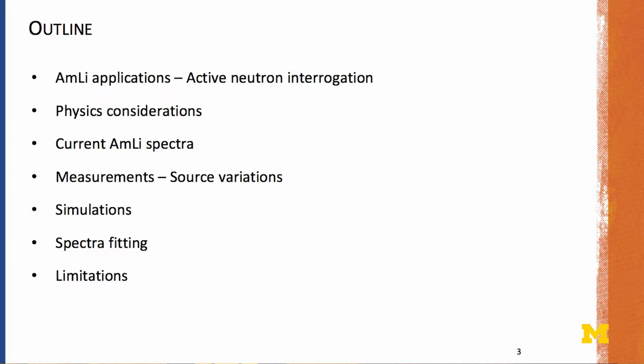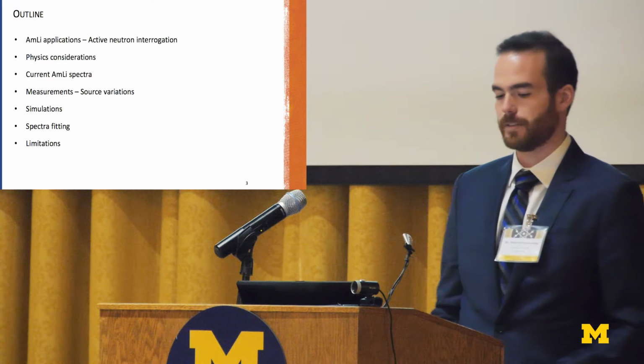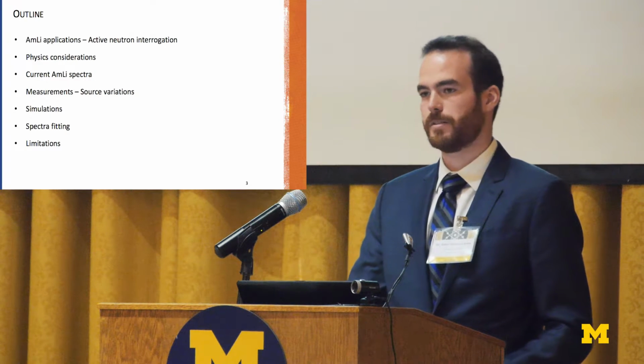So first I'll talk about the applications for AMLI and its use in active neutron interrogation, and then the physics considerations that go into the generation of neutron spectra for these sources, the current AMLI spectra that exist in the literature, the measurements that we did and the source variations that we found, and then the simulations that we did and how we used those simulations to fit the spectra, and then finally the limitations of the results.